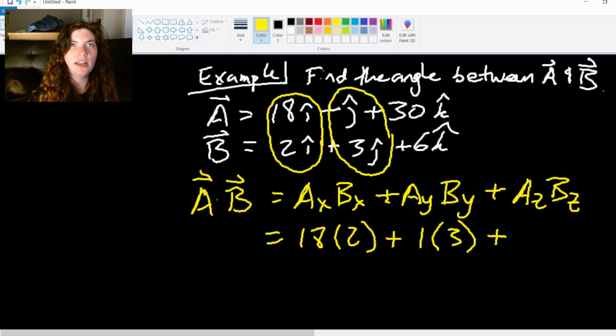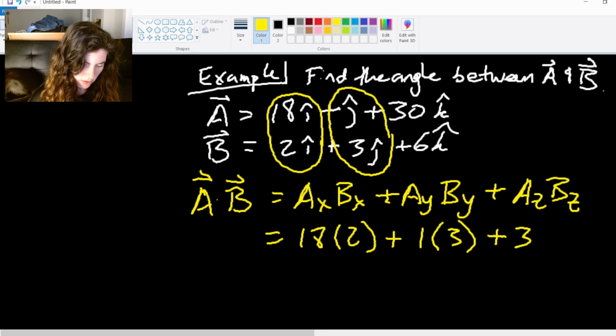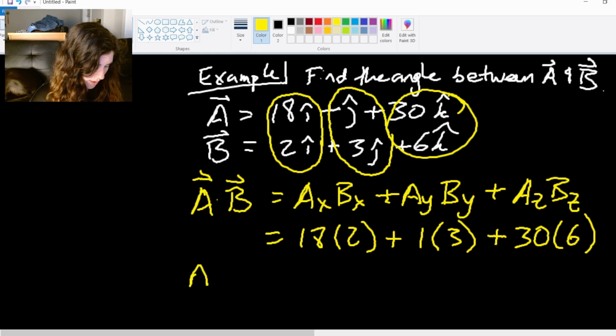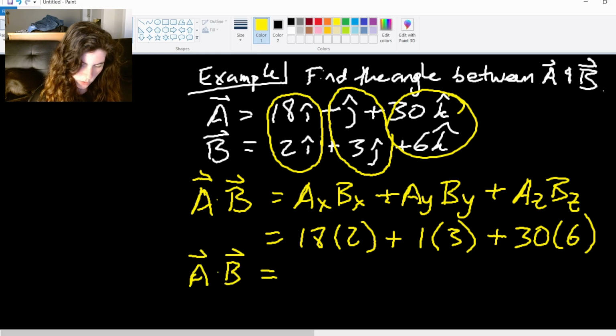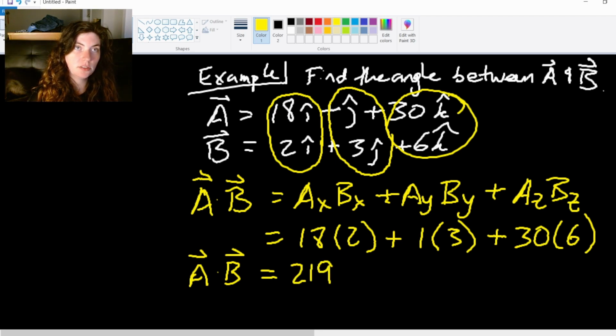plus, is that a negative 1? I covered it up. No, it was positive. It was a plus. Plus our z components here, 30 times 6. So we're going to get the dot product of A dot B equals 219. Plug that into our calculator. Okay, so that's great and all, but how do we get our angle from that? Use our other definition of the dot product to backtrack into.